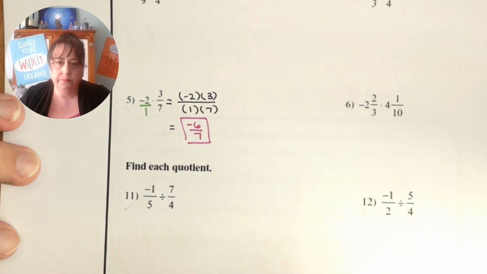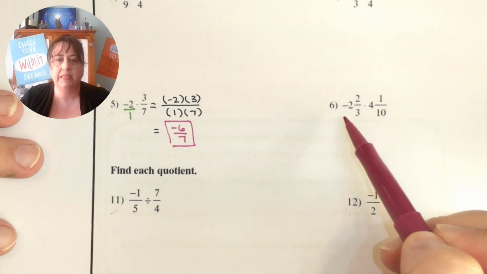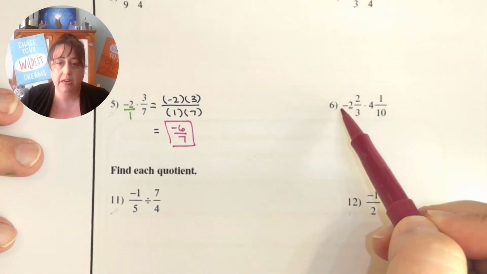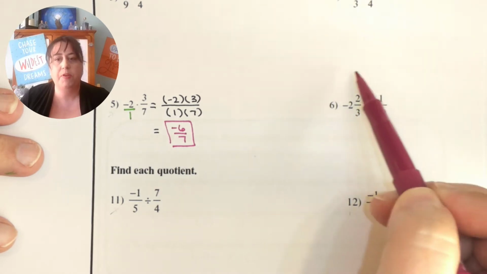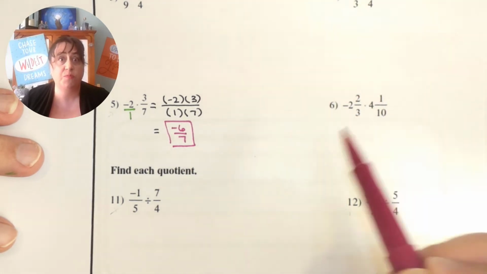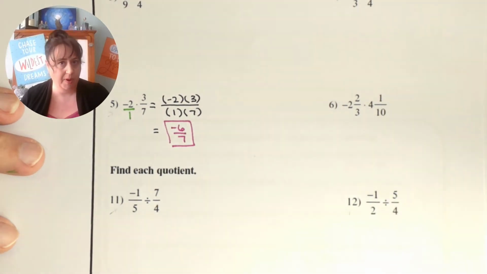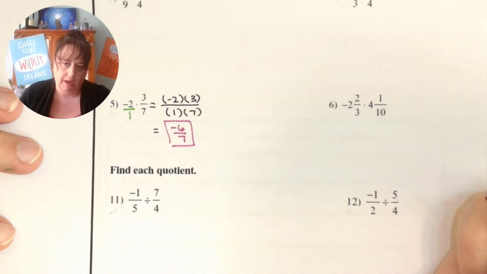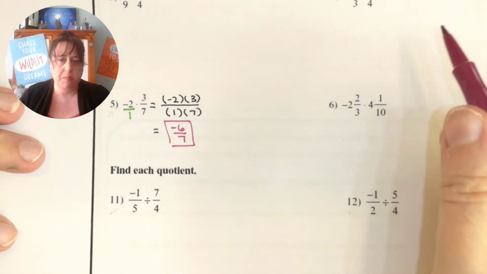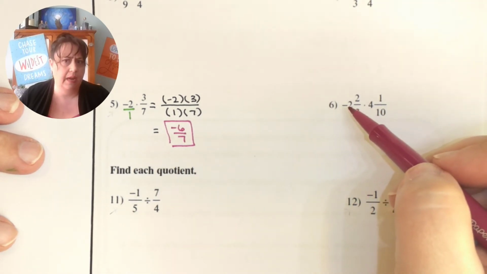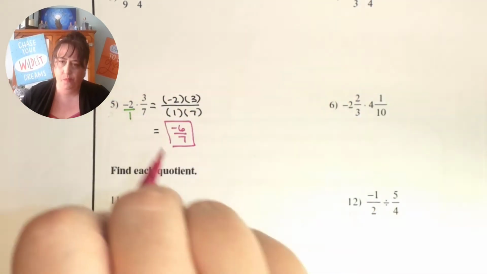Number 6 is a little bit harder because it has the -2 and 2/3 in here. Before I can do this, I have to change my mixed number into a fraction, and some of you probably don't remember, and that's okay. And those of you that do remember probably are like, oh, what do I do with that negative out there? That's okay too. We'll fix that.